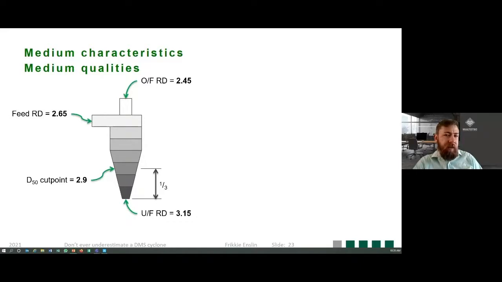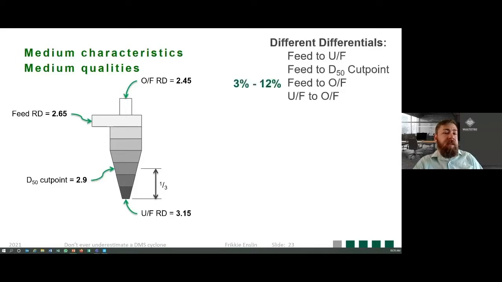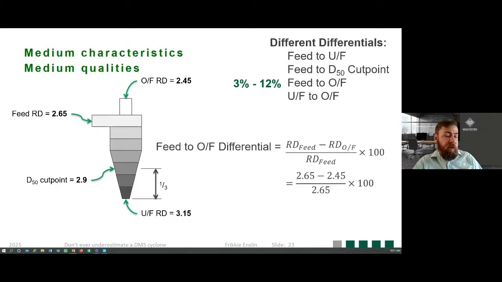So how do we measure whether our medium is actually healthy and contributing to the efficiency of our cyclone? We have a look at the density differentials. And the one specifically used most often is your feed to overflow differential, which needs to be between 3 and 12%. So you calculate this by taking the difference of the feed and overflow medium density, and you calculate it as a percentage of your feed density. And you can see in this specific example, 7.55 falls smack bang in the middle of the 3 and 12%. So you are okay and you can go on.